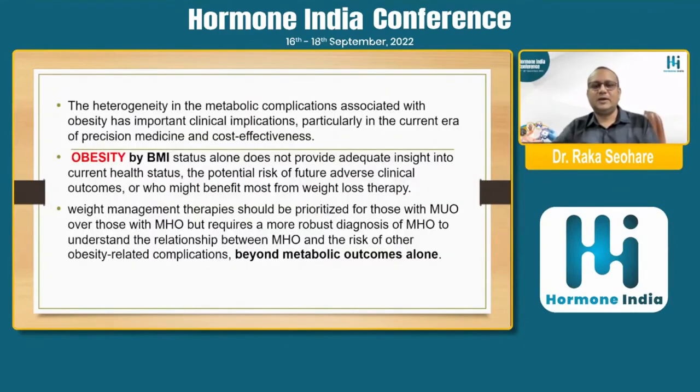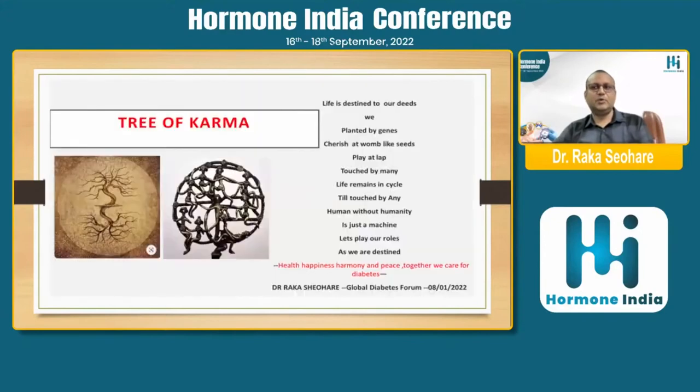So that's why my last slide has a poem, The Tree of Karma, my own poem, just published. Life is destined to our deeds. We plant by genes, cherished at womb like seeds, play at lap, touched by many. Life remains in cycle, till touched by any. Human without humanity is just a machine. Let's play our roles as we are destined.